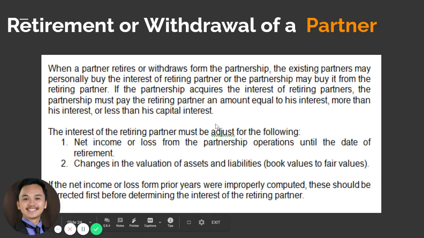The interest of the retiring partner must be adjusted for the following. First, net income or loss from the partnership operations until the date of retirement. For example, if he retired in October, his capital should be adjusted considering net income from January up to October, when he retired. Then changes in the valuation of assets and liabilities would also be recognized. If the net income or loss from prior years was improperly computed, this should be corrected first before determining the interest of the retiring partner. So it is also important to note that if there are errors in previous years, they should be corrected before the computation of the ending capital balance of the retiring partner.